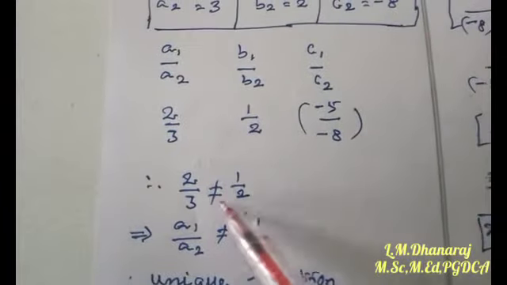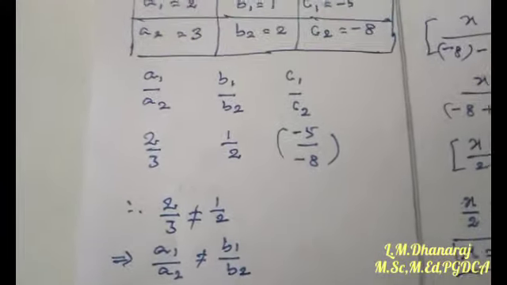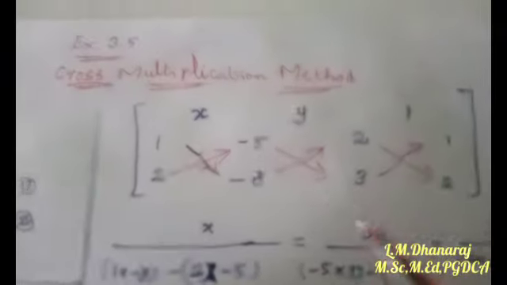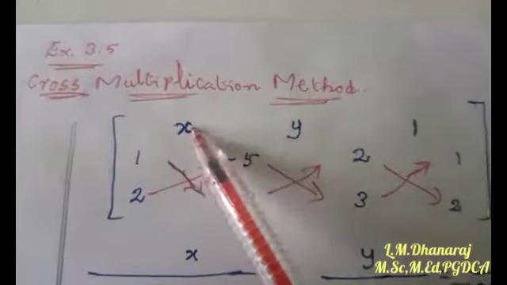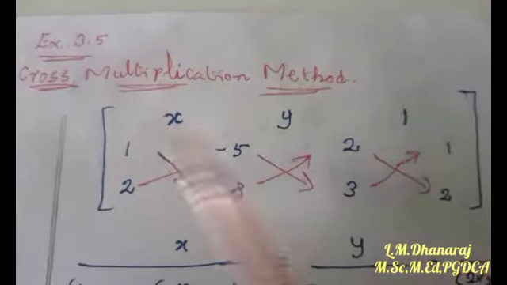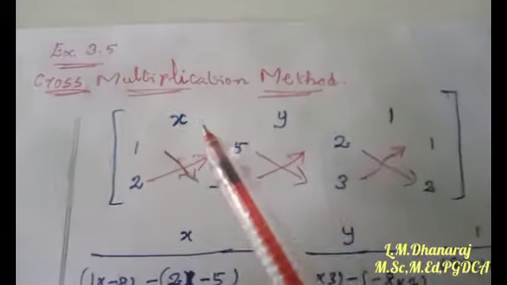So when we compare, the condition for a unique solution is A1 by A2 is not equal to B1 by B2. So 2 by 3 is not equal to 1 by 2, which means it has got a unique solution. So we can solve these two equations by cross multiplication. For the cross multiplication method, first we have to write x, y and 1 over there.